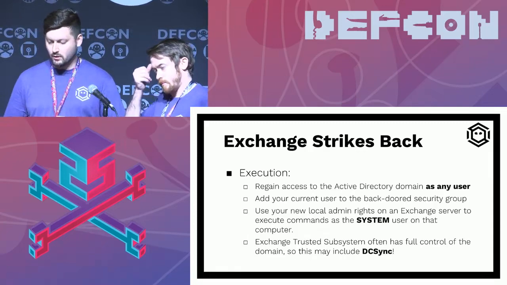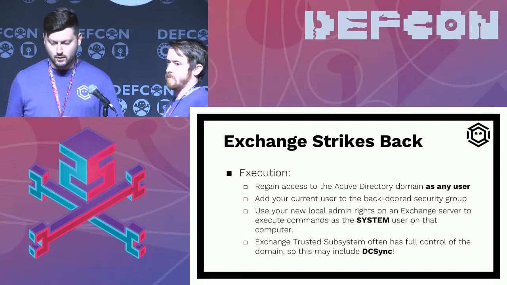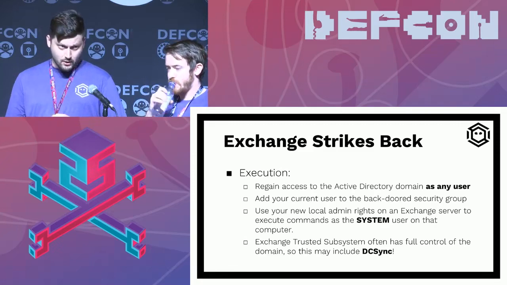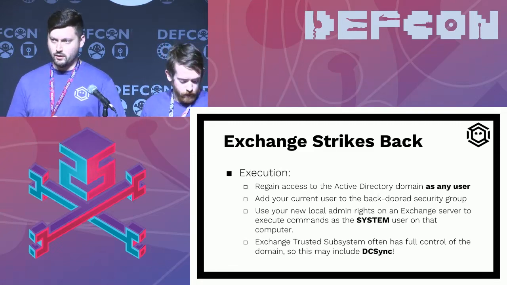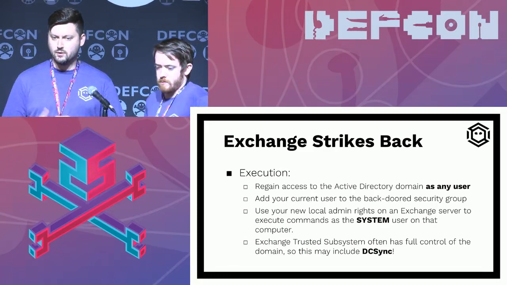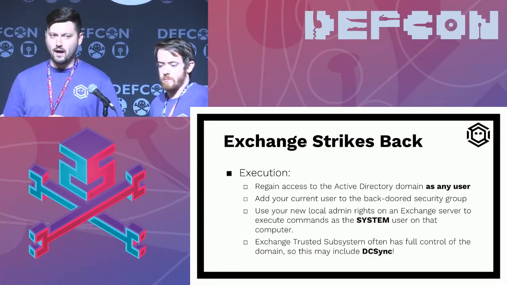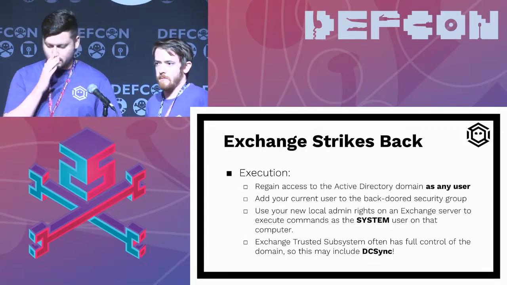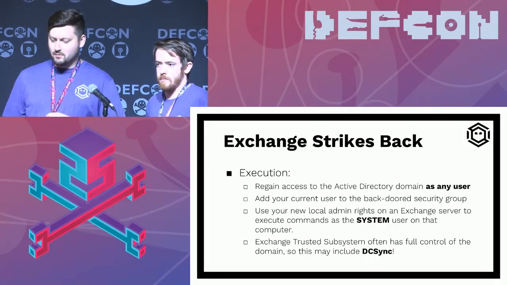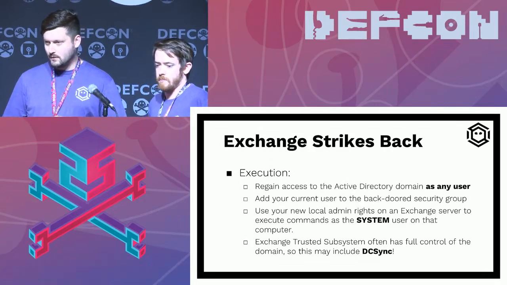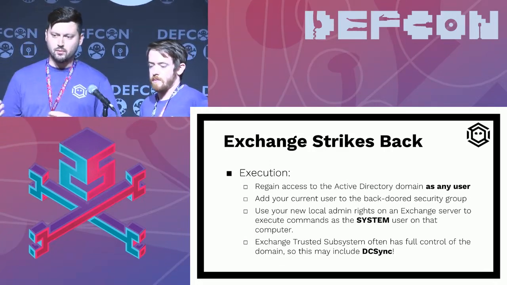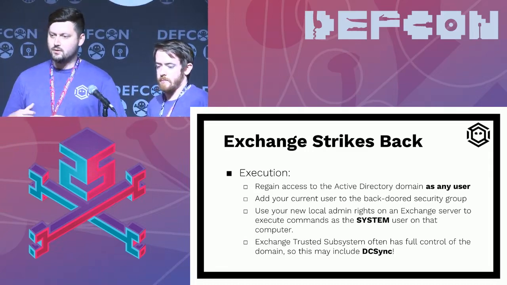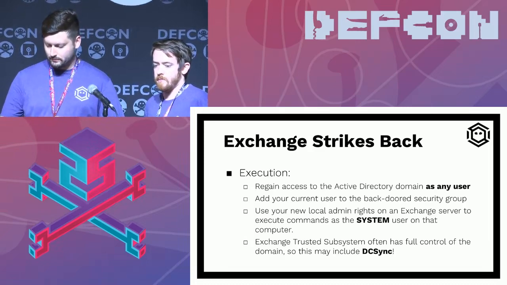How do we execute this? We're going to regain access to Active Directory as any user on any computer. We're going to add our current user, because they are an authenticated user to the domain, they have full control over the security group like everybody else. We're going to add ourselves to that group, and then with our newfound local admin rights on an Exchange server, we're going to use psexec, thanks Mark Russinovich, to execute Mimikatz as the system user on that computer. When you execute as a system user on a computer, you have the same privileges that the computer object in Active Directory has. So a lot of times this means DCSync.